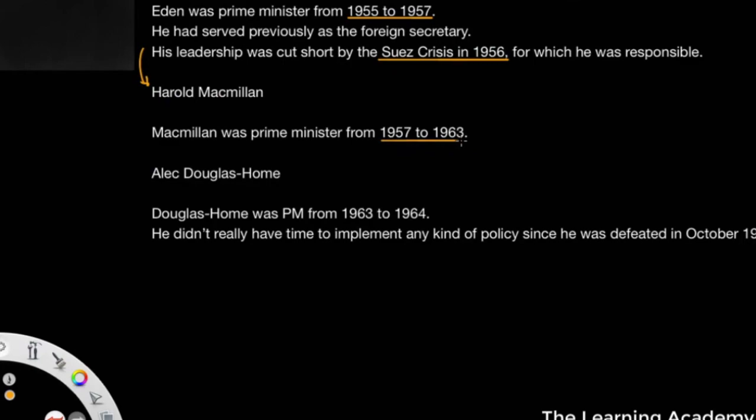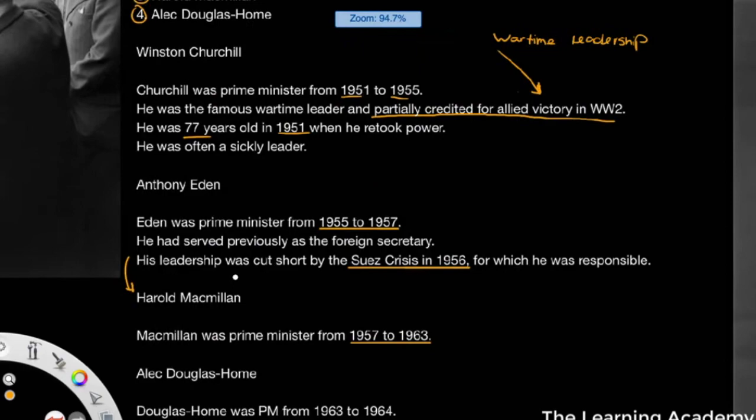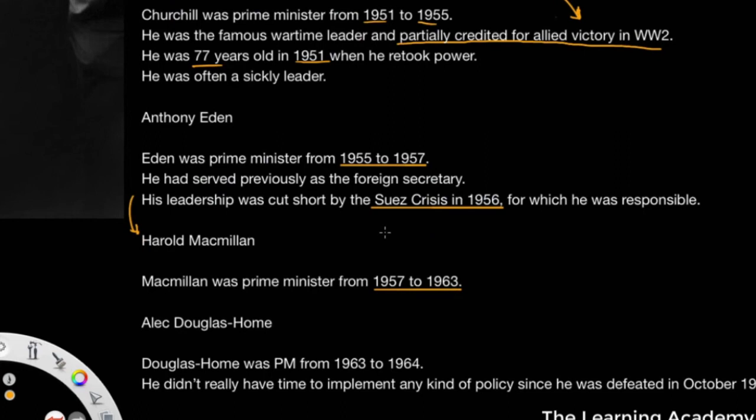Don't forget, by the way, this is just a brief overview of each of the leaders and the policies in this lesson. We're going to go into a lot more detail. So if you feel that there's not enough information here on these various leaders, don't worry, we are actually going to go into a lot of detail on this period.